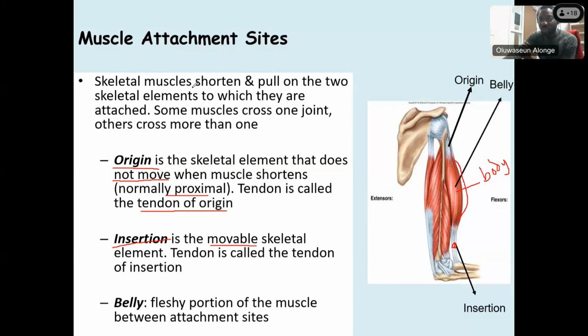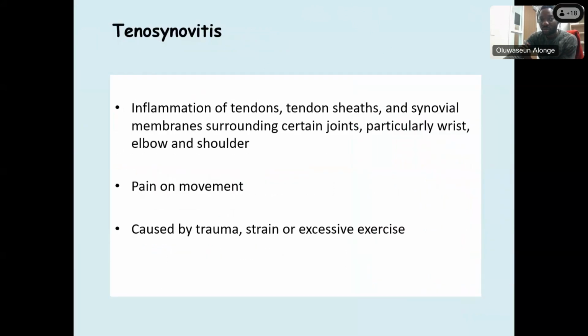All right. So skeletal muscles shorten and they pull on two skeletal elements, which is the point we talked about already. So some muscles cross one joint, others cross more than one joint. We'll talk about that as we go.